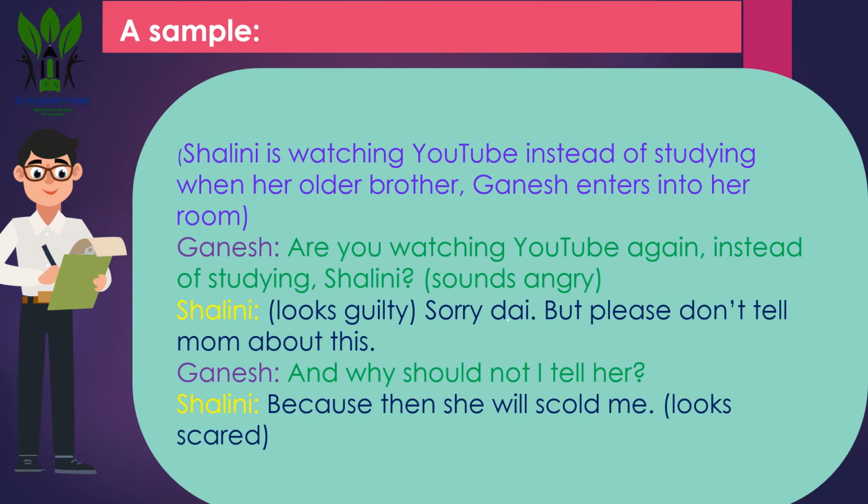So Salini says, and she feels guilty, "Sorry, Dai, but please don't tell mom about this." Ganesh, "And why shouldn't I tell her?" Salini, "Because then she will scold me. She is scary."